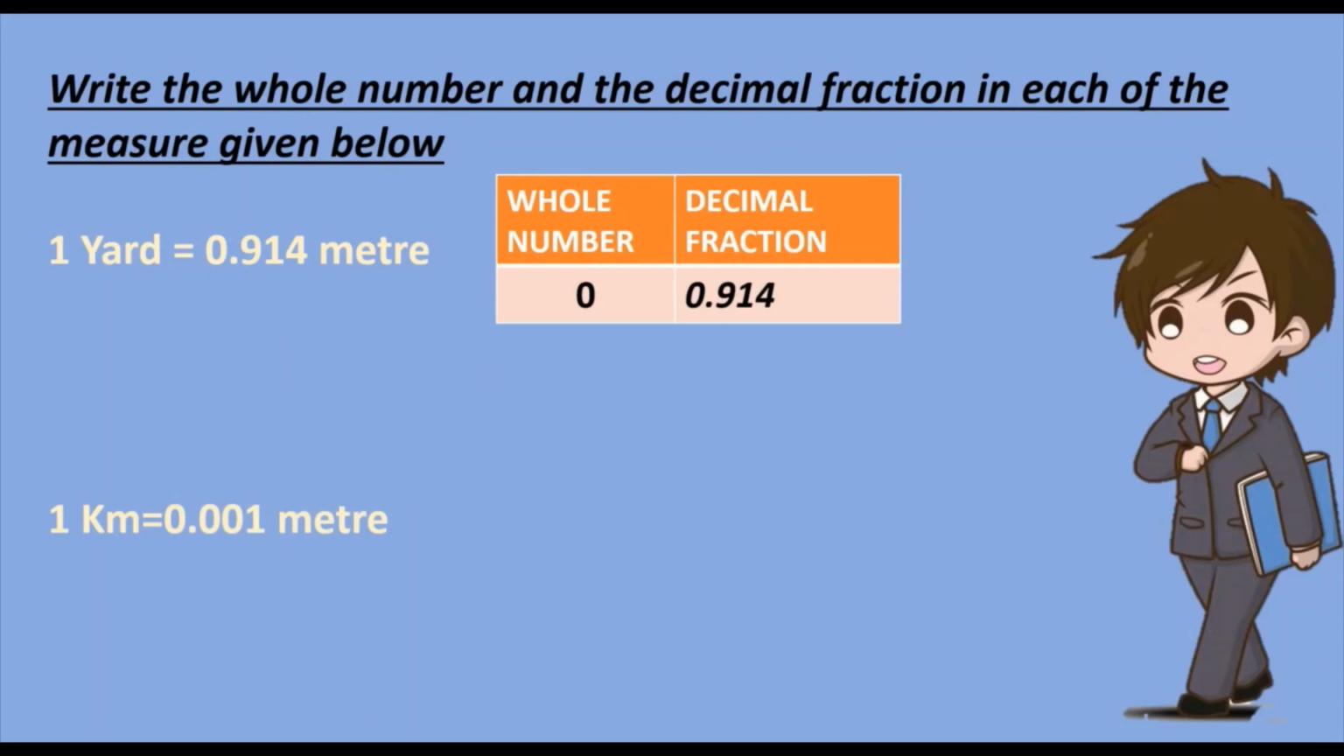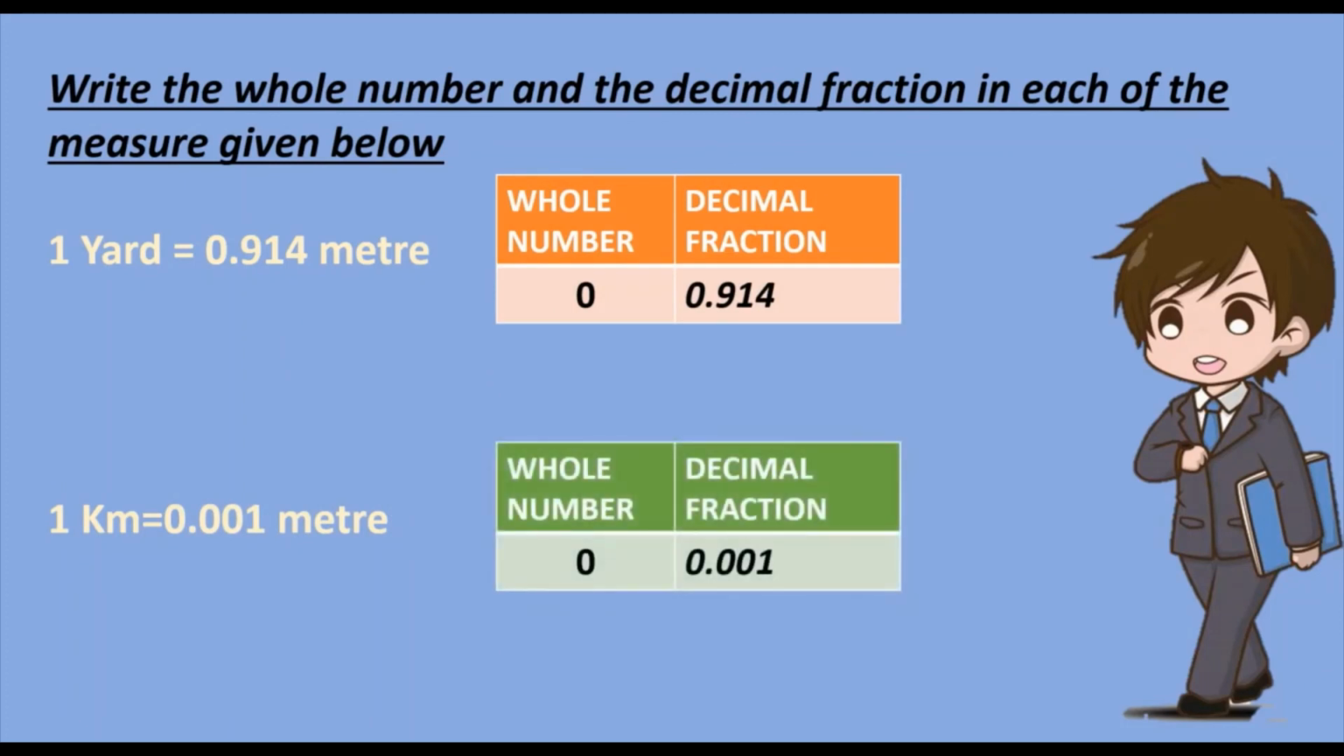1 kilometer is equal to 0.001 meter. Here the whole number is 0 and 0.001 comes under the decimal fraction column.